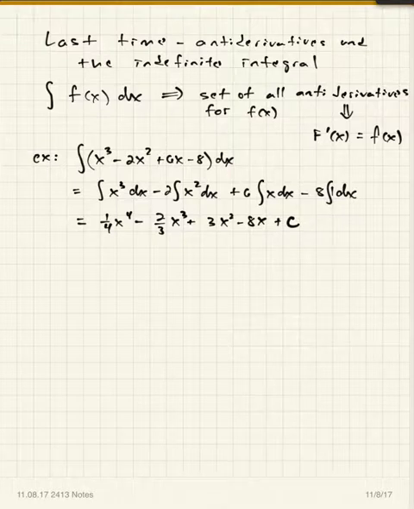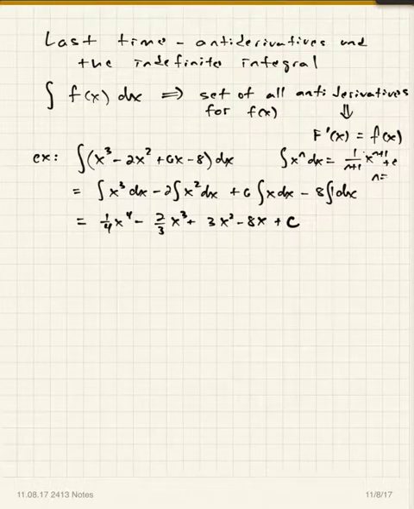So remember, the power rule states that when you find an antiderivative for x to the n dx, that's 1 over n plus 1 times x to the n plus 1 plus c. There is one power where that power rule does not work, and that's when n is -1. And when n is -1, then you use the log rule instead of the power rule.